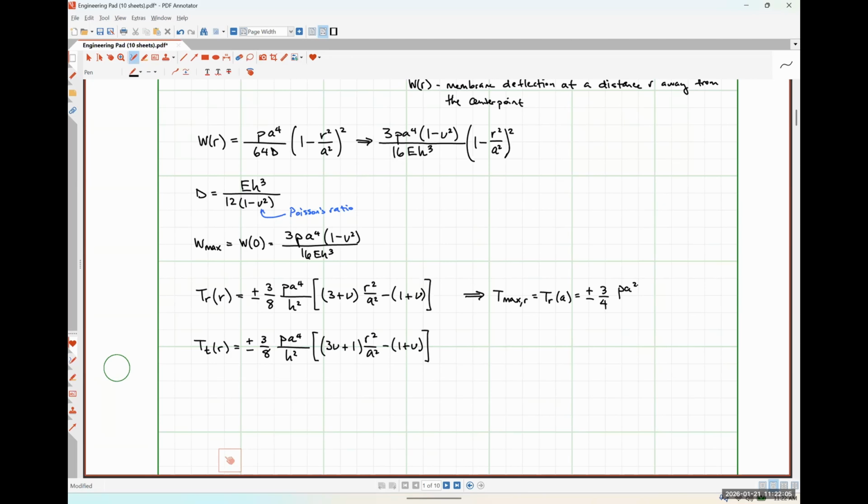Actually, hold on. I'm sorry. I have a mistake here. These to the fourth power should be squared. My apologies. PA squared over H squared. And then the maximum transverse will just be TT evaluated at A. And that's going to be plus or minus 3/4 PA squared over H squared times Poisson's ratio. Okay.